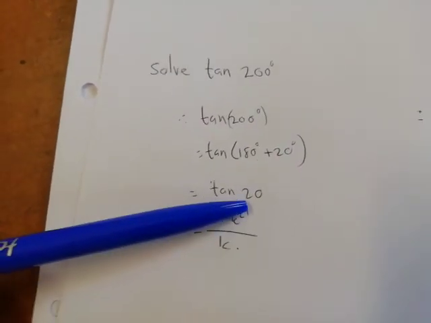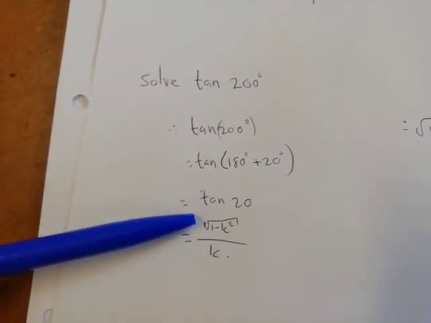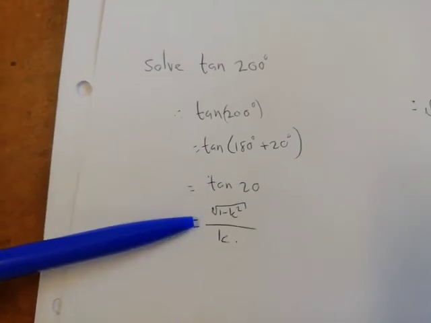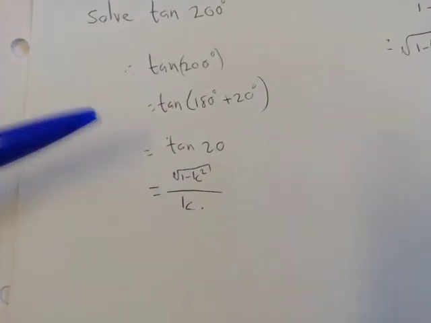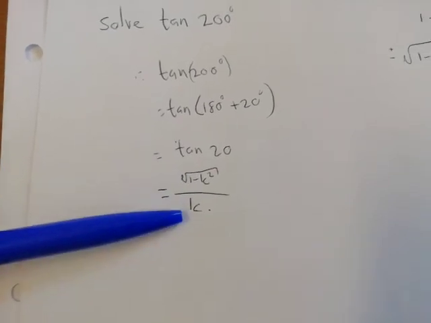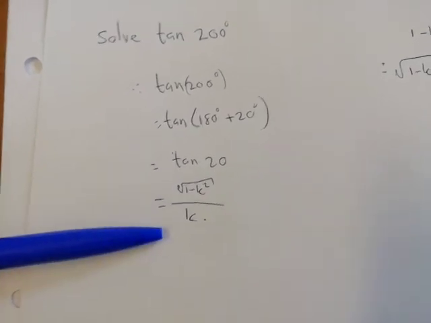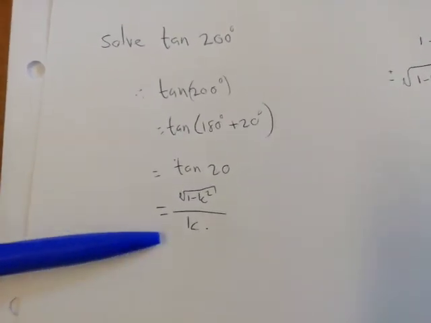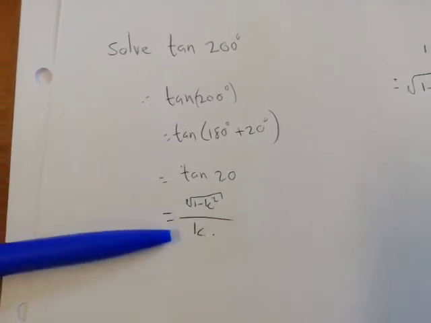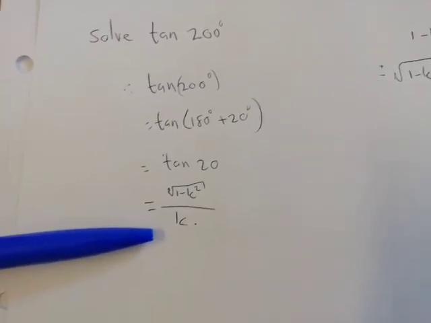When you have tan of 20 degrees, because you know that it's opposite over adjacent, you can simply write your opposite over your adjacent. When it can simplify, you do, otherwise you leave it as it is. In this case, you leave it as it is, it cannot simplify.